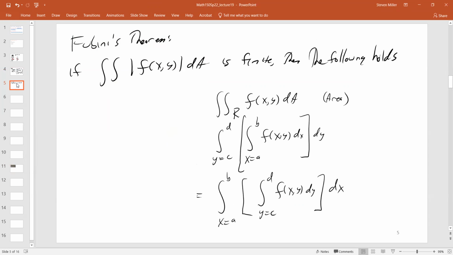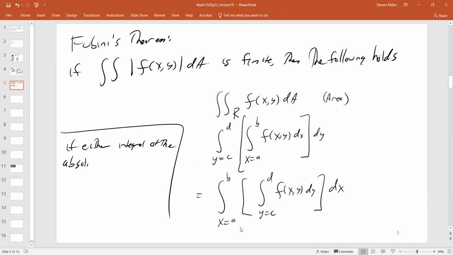Okay. I am not going to prove Fubini's theorem. So another way of saying Fubini's theorem is if either one of these integrals is finite when you integrate the absolute value, you can switch. So if either integral of the absolute value is finite, then you can switch orders.